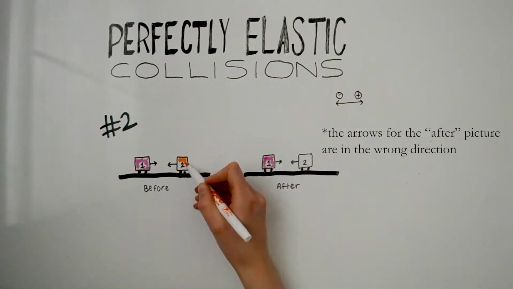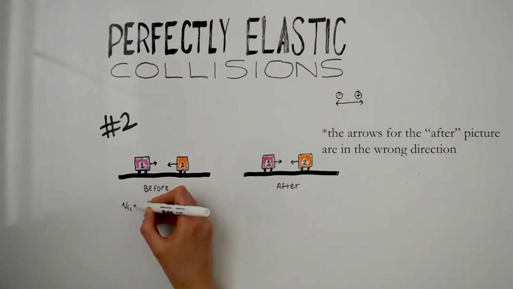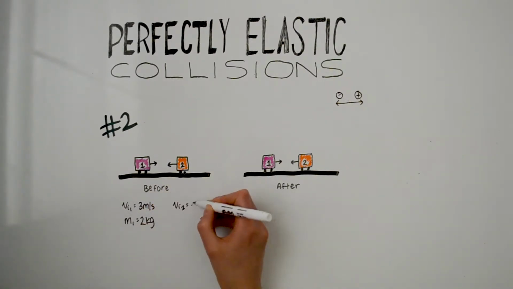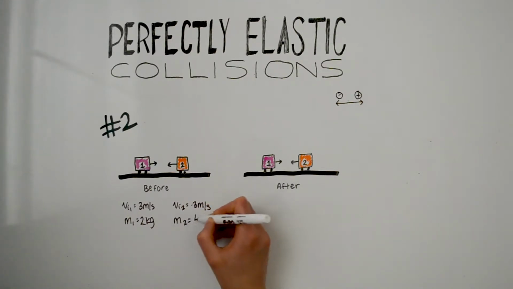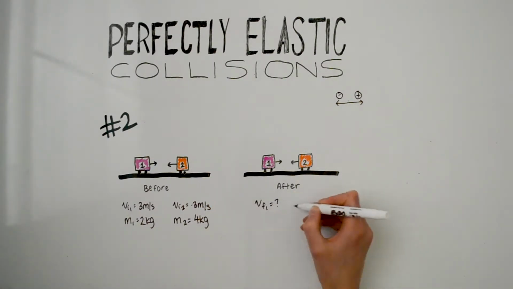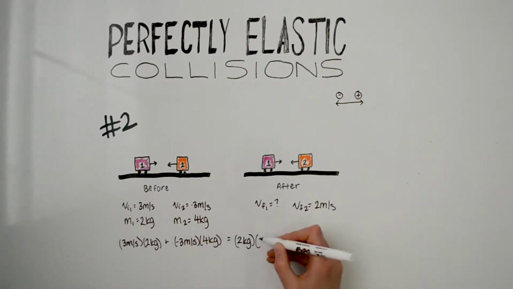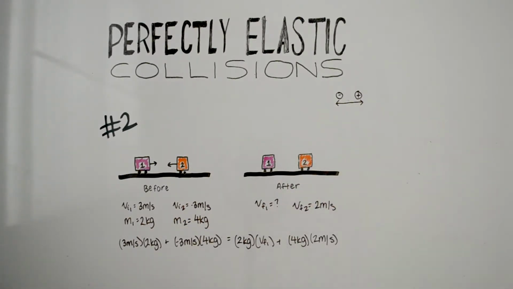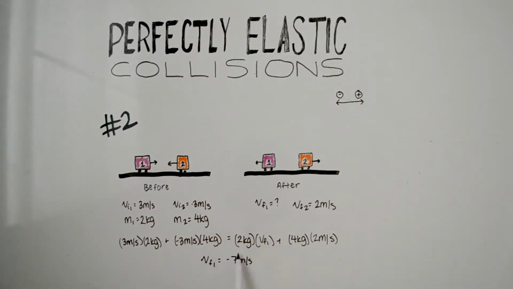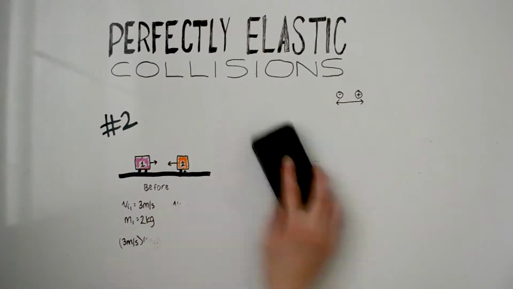Problem 2 is going to be set up in the same way as problem 1. The initial velocity of cart 1 is 3 meters per second with a mass of 2 kilograms, and the initial velocity of cart 2 is negative 3 meters per second with a mass of 4 kilograms. The final velocity of cart 1 is unknown, and the final velocity of cart 2 is 2 meters per second. Using conservation of momentum, the initial momentum is set equal to the final momentum, and using algebra to solve, the final velocity of cart 1 is equal to negative 7 meters per second.